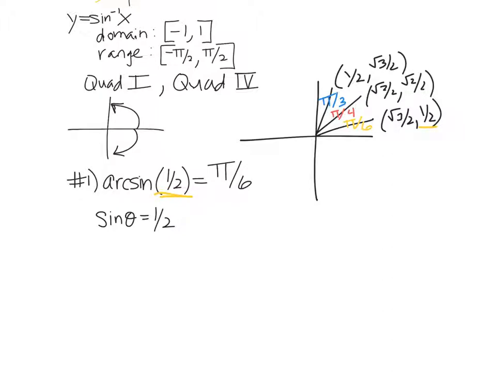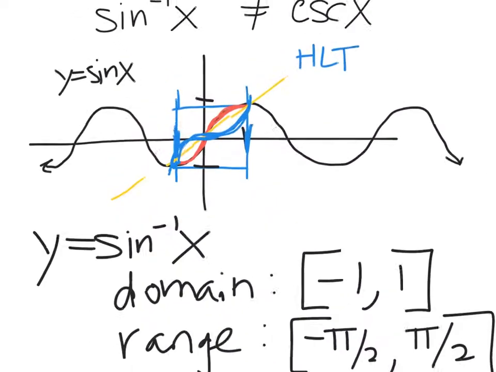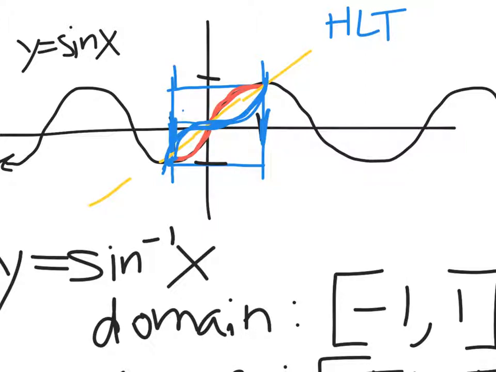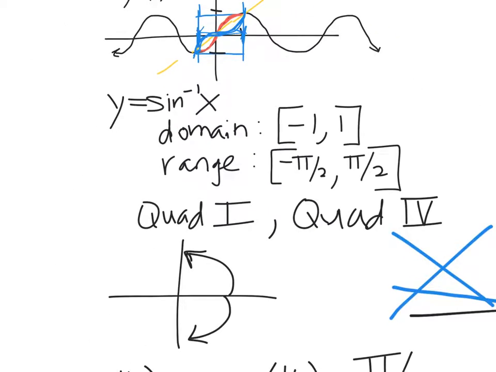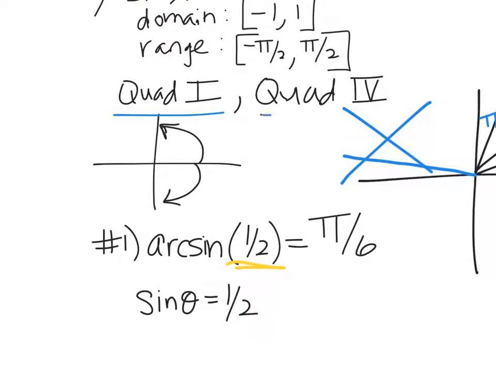Now, you might be thinking that over here at 5 pi over 6, the answer to sine is also 1/2. So how come I only get this answer? I don't get this answer. This answer is off limits. This answer doesn't exist in arc sine, okay? We're only in from negative pi over 2 to pi over 2. That's it. You can't go over there. Your answers are only going to come out of quadrant 1 or quadrant 4, okay?